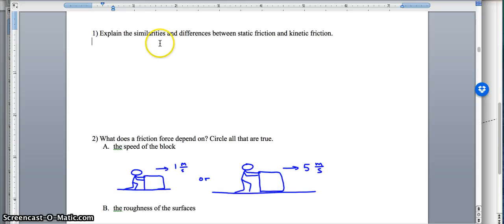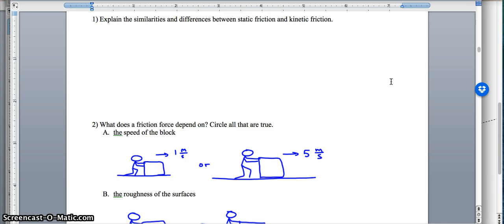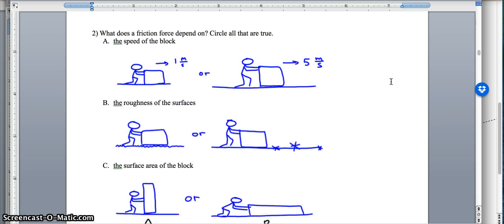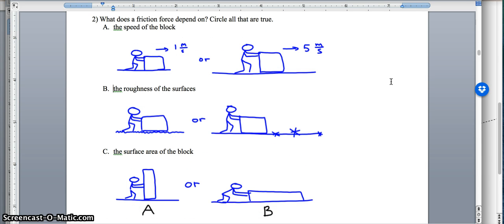So here we are. Explain the similarities and differences. Go ahead and give this a shot. Take a moment and do this with your partner. Then we're going to move on to this part. Pause the video here and give this a shot as well.